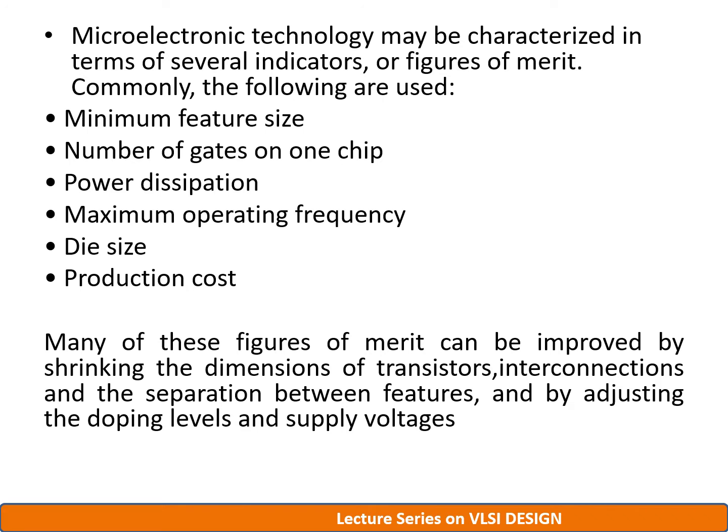Microelectronic technology is characterized by several figures of merit. Commonly, the following are used: minimum feature size, number of gates on chip, power dissipation, maximum operating frequency, die size, and production cost. And these figures of merit can be improved by shrinking the dimensions of a transistor, interconnections, and separation between features, and by adjusting doping levels and supply voltage VDD.